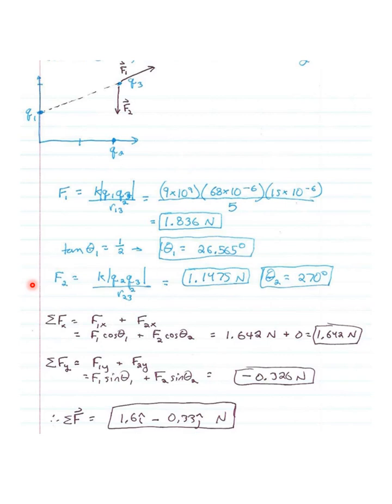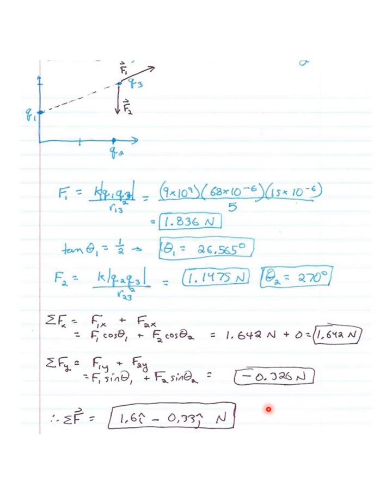So now we have our two force vectors, and we're going to just do the addition of those force vectors. So in the x direction, we have the x component of force 1 plus the x component of force 2, which, thinking back to very early in first semester, is F1 cosine theta 1 plus F2 cosine theta 2. So 1.642 newtons for force 1 plus 0 for force 2 in the x direction. So we get 1.642 newtons in the x direction. In the y direction, it's F1 sine theta 1 for the y component of force 1 plus F2 sine theta 2 for the y component of force 2, and we get negative 0.326 newtons.